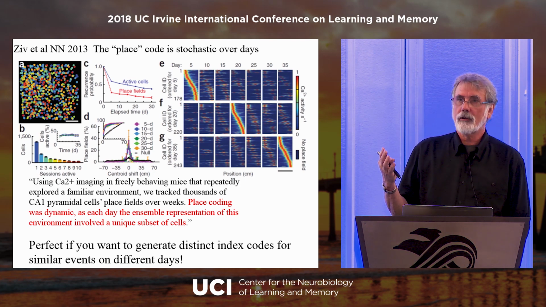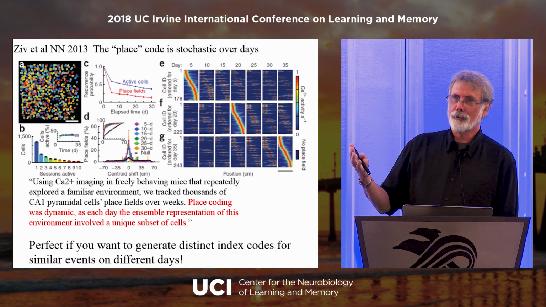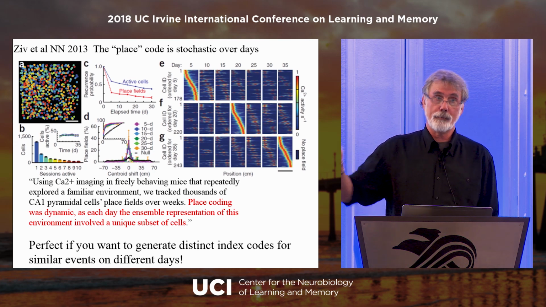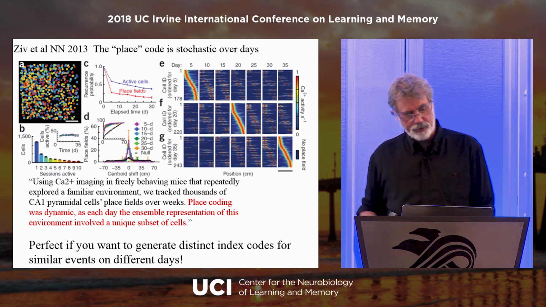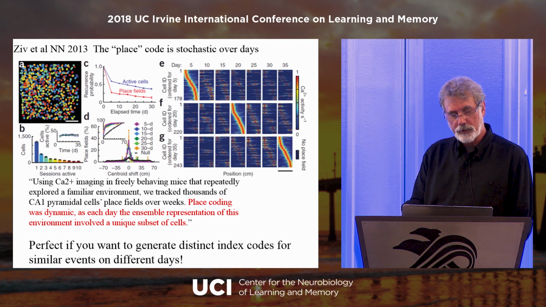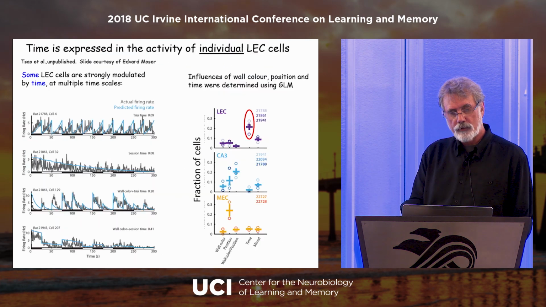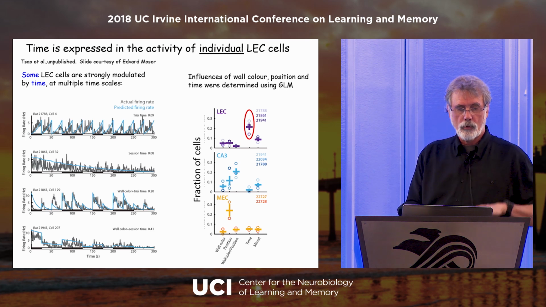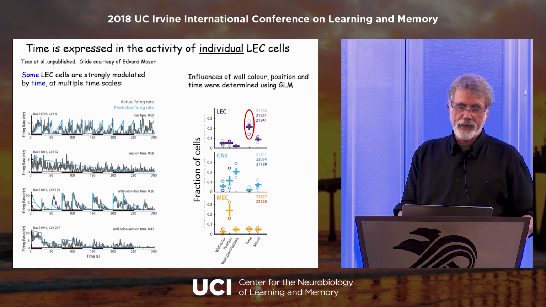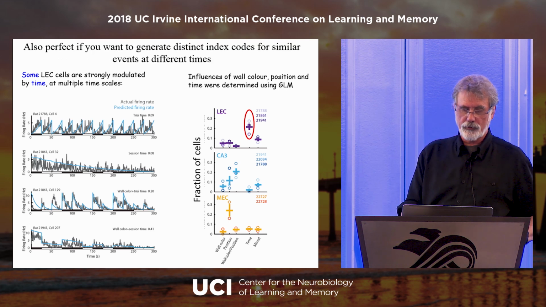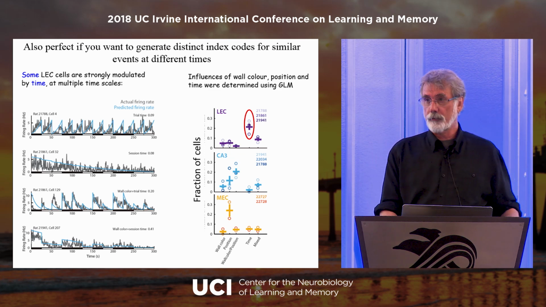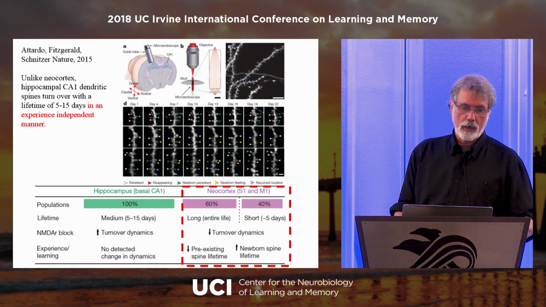Well, you can ask for a better attribute for an indexing system, because if you want to have a different index code for the same event that happens on different days, you want to change your index code. So that's not at all inconsistent with this idea. And we saw in Edvard's nice talk at the beginning that there's also a longer time based variation in the firing of lateral entorhinal cells, which is also perfect if you want to generate distinct index codes for similar events at different times.